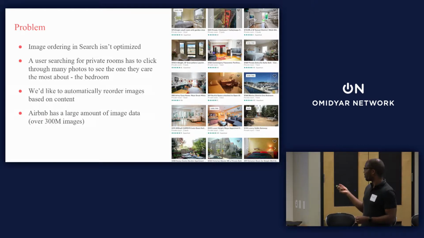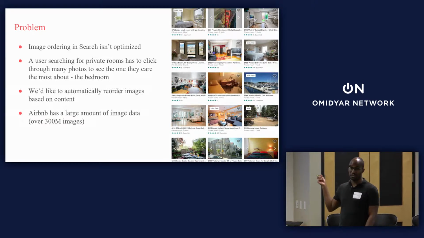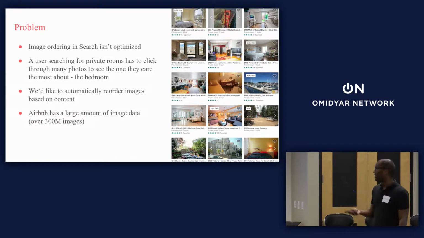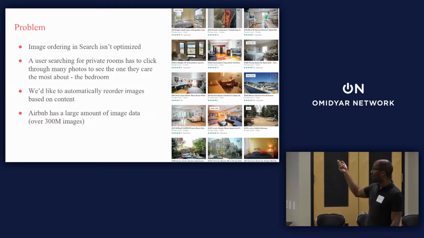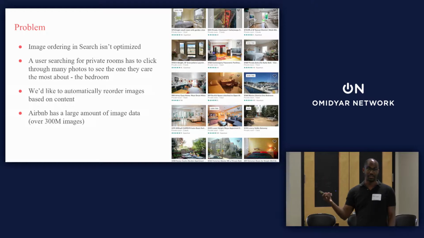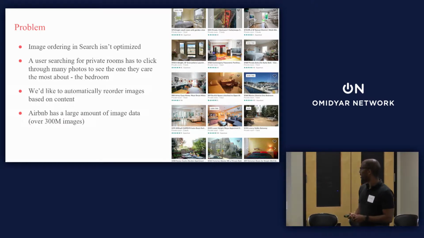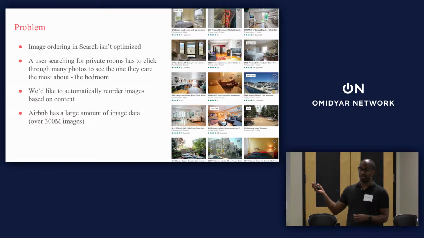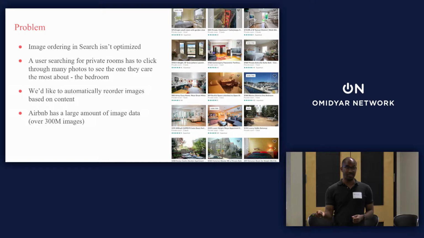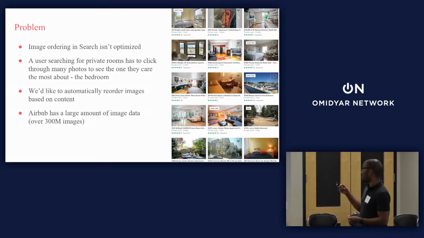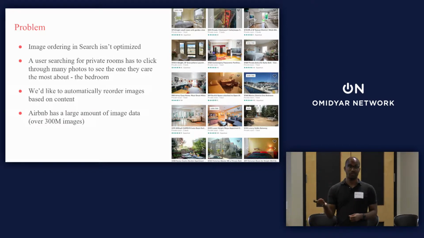So the images in search are varied. This is a search in San Francisco. And one of the things we can see at the top is there's an image of the Golden Gate Bridge for a listing, which doesn't tell us anything about that particular listing other than it's in San Francisco. So what we'd like to do with this project is use the actual content within the images to determine which image to show.